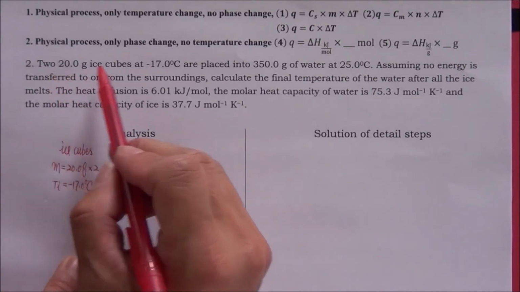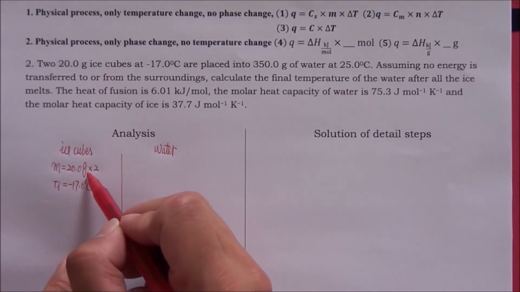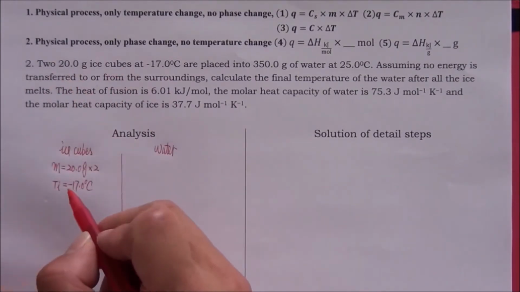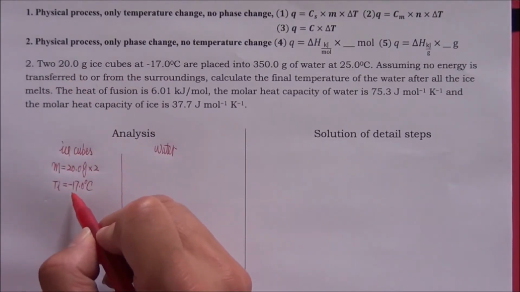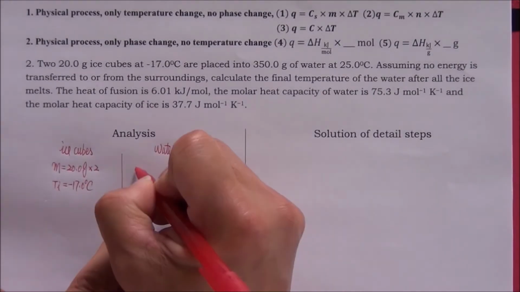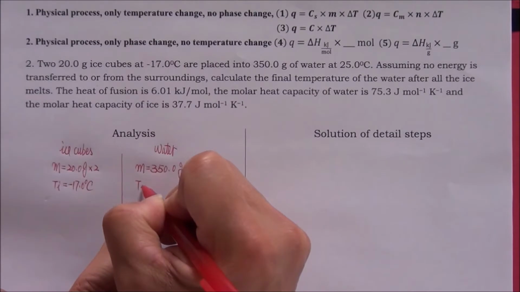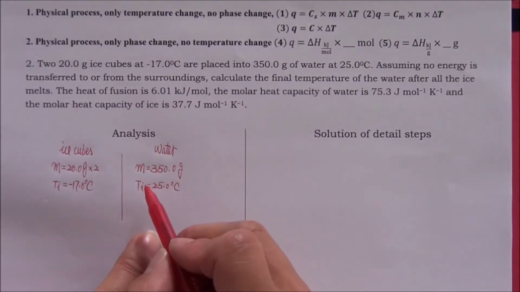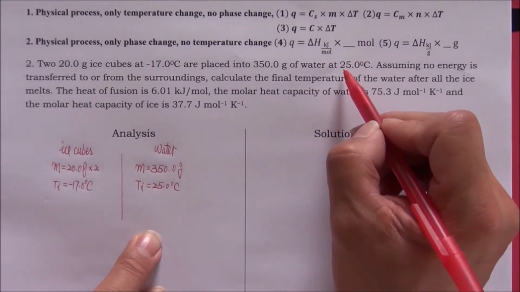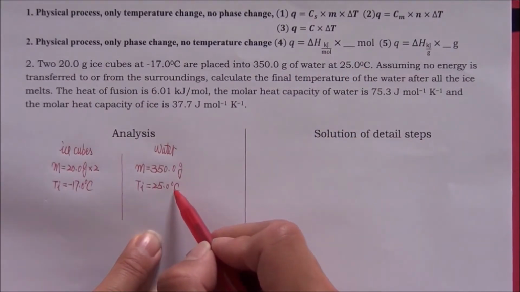The mass of the ice cubes is 20.0 gram multiplied by 2 because we have two ice cubes. And the initial temperature is negative 17.0 degrees Celsius. The mass of the water is 350.0 gram, and the initial temperature of the water is 25.0 degrees Celsius.